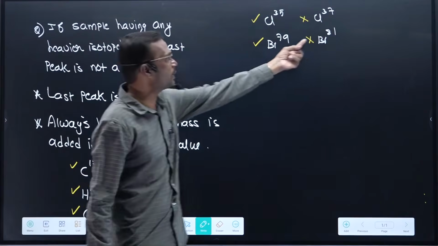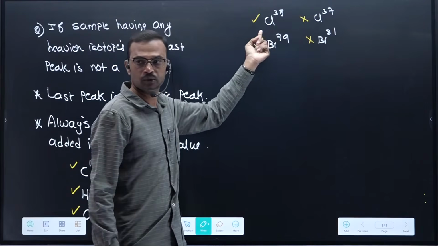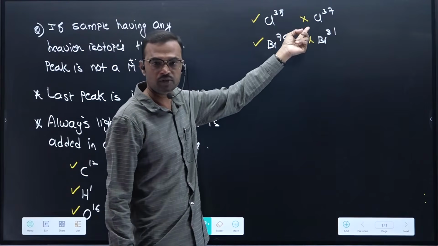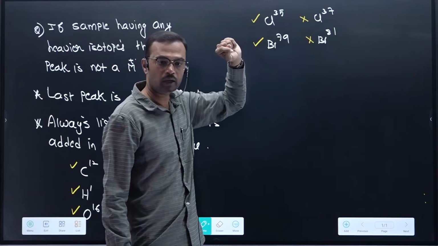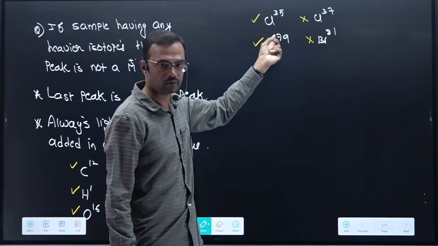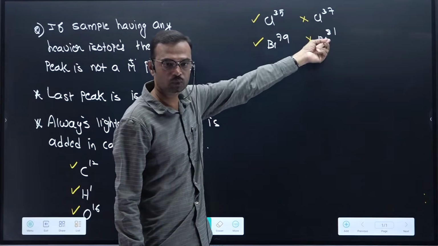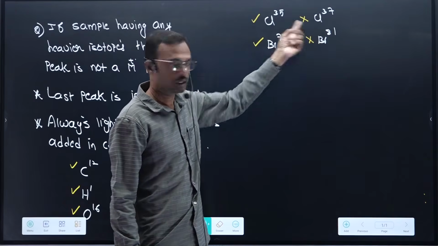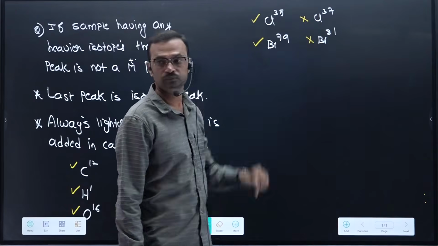And here bromine 79, 81. How much difference? 2 or not? 79, 81. Difference is what? 2. In the molecular ion, which one is added? 79. Then what is the difference with this? 2. That's why M plus 2.